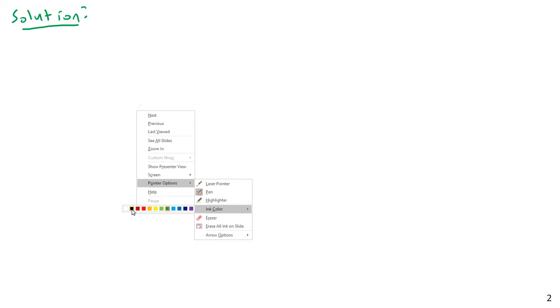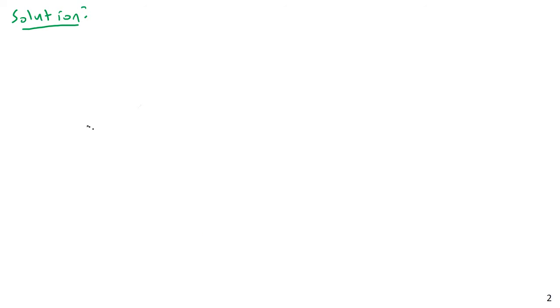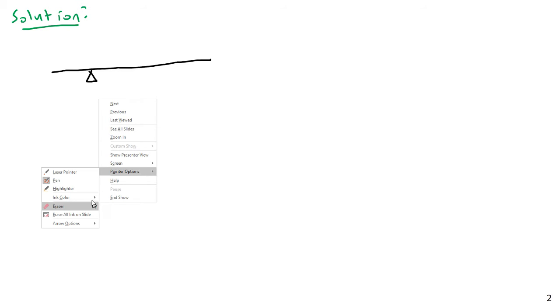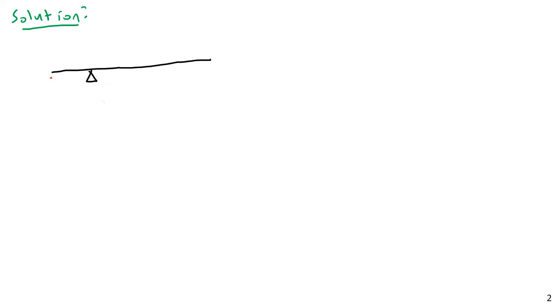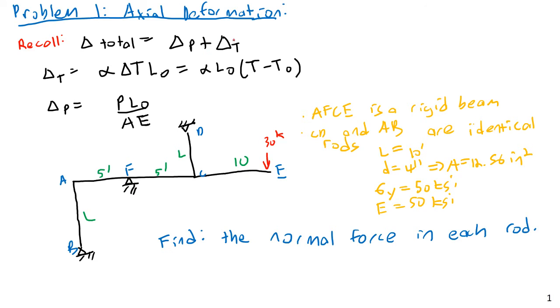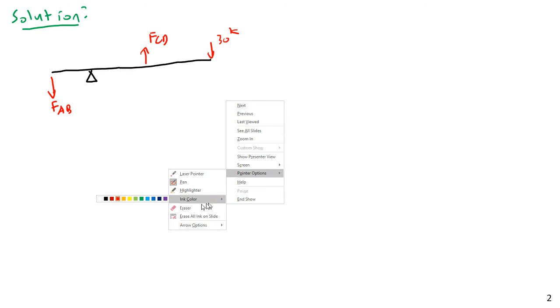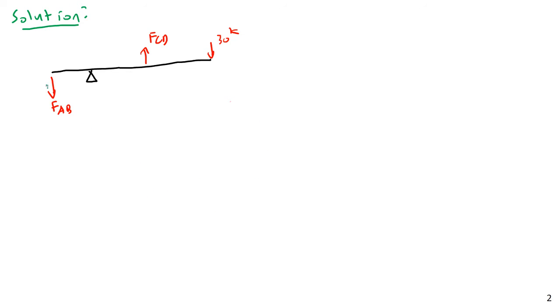Let us consider a free body diagram of the beam. So we have this beam here, and I'm going to model this as supported by a single pin, but then I'm going to have two forces. I'm going to have F_AB, and I'm going to have F_CD, and the 30 kip load here. And the dimensions here are going to be 5 feet, 5 feet, and 10 feet.